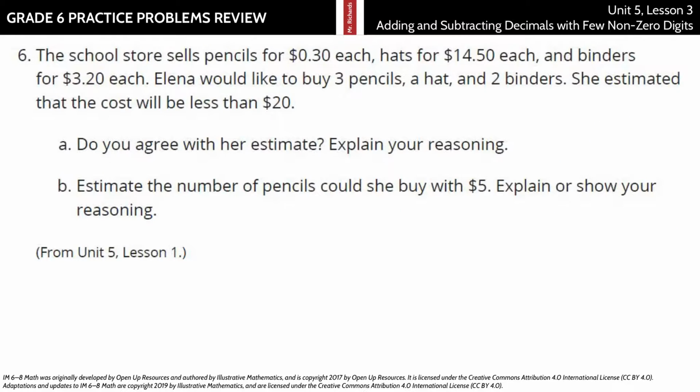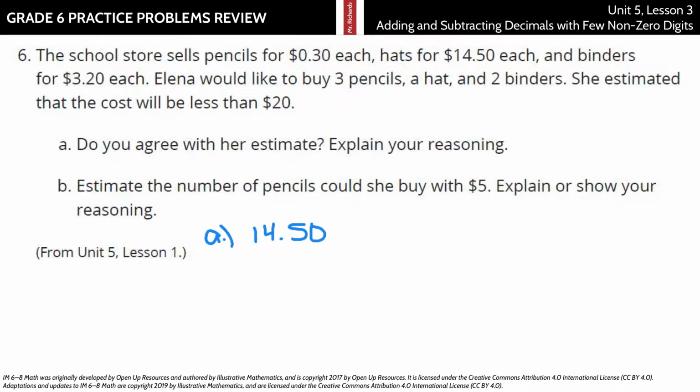In question 6, the school store sells pencils for 30 cents each, hats for $14.50 each, and binders for $3.20 each. Elena would like to buy 3 pencils, a hat, and 2 binders. She estimated that the cost would be less than $20. Do you agree with her estimate? Explain your reasoning. Well, if we look at what she has so far, she has a hat at around $14.50.